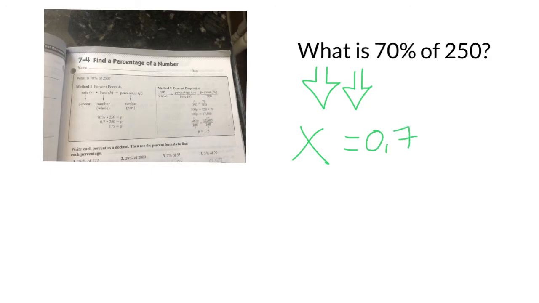Now, this next one is kind of weird. We have the word of there. Now, of, strangely, means multiply. I'm going to draw an asterisk because I want to make sure that this symbol is clearly differentiated from the x. So whenever I write an asterisk, just know that that means multiplication. And then, of course, we have 250. Now, 250 is just 250.